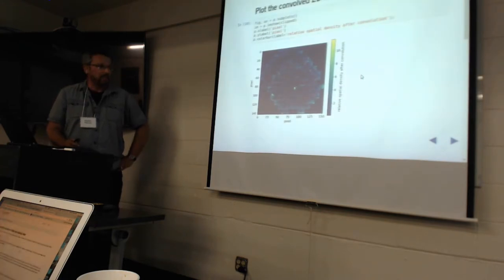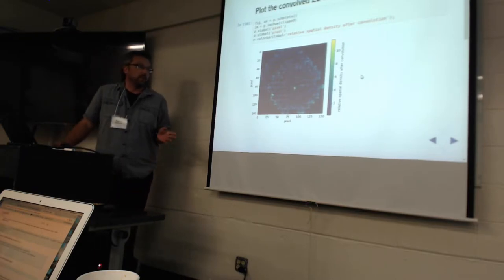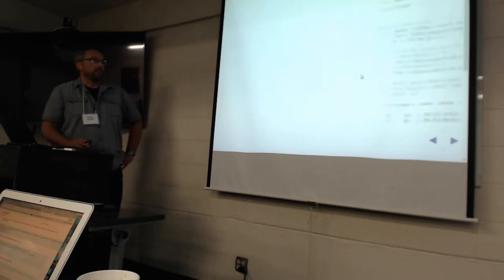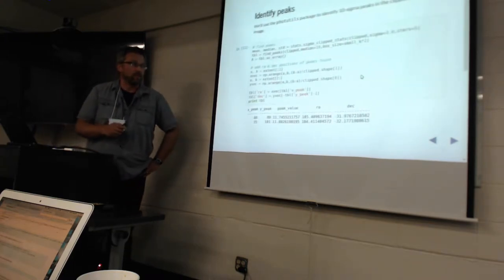And then you plot the result, which is a differentially convolved image, and the peaks stand out, all the peaks that are, you know, some sigma above the median are visible now. Let's find those peaks. Again, very simple.